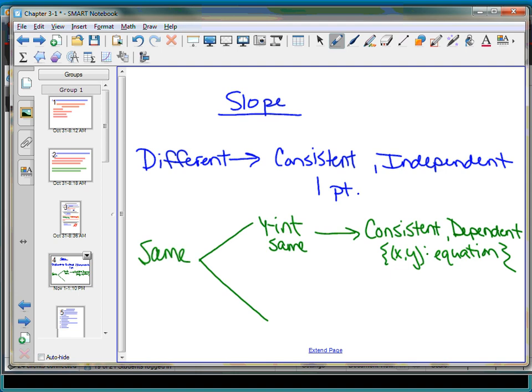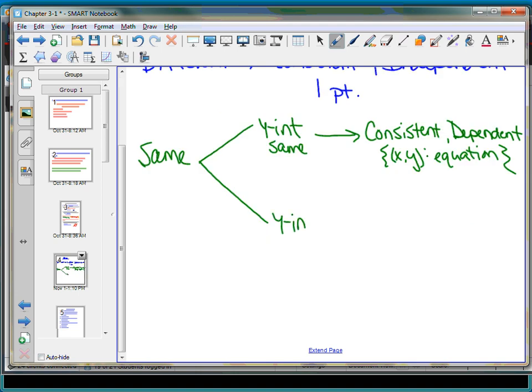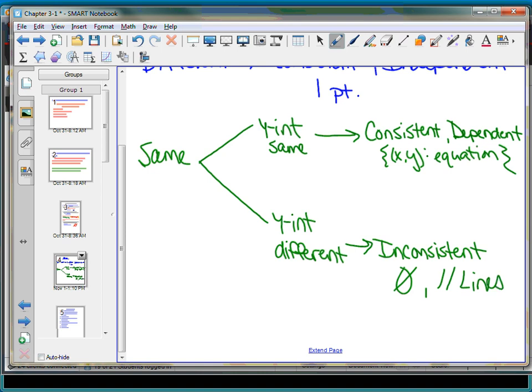Okay. If my y-intercept is not the same, that means it's different. Then that means it's not going to be consistent, but what? Inconsistent. Which means there's no solution and the lines are parallel.